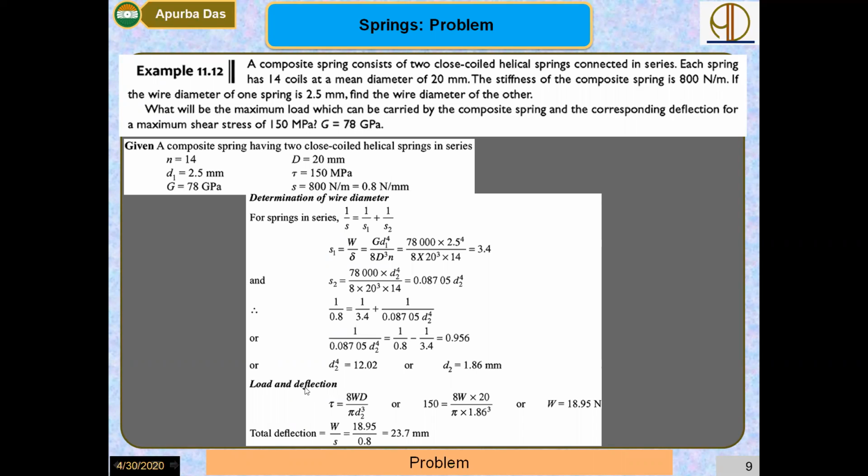So for the load and the deflection, tau is equal to 8WD by pi d2 cube. So tau is given 150. So from there we can determine the W. So W is 18.95 Newton. Then total deflection we can determine. Total deflection is nothing but total load by stiffness. So load is, we have determined, 18.95 Newton and stiffness is 0.8. So total deflection is 23.5.